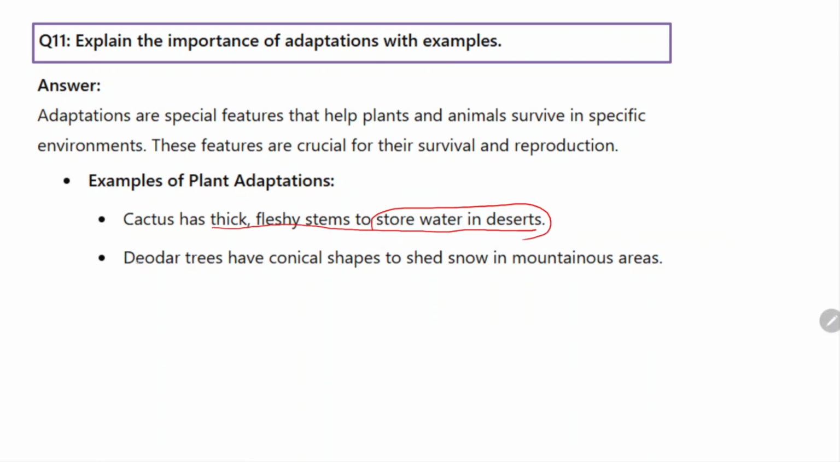Okay, and next we have your deodar tree, which has a conical shape to shed snow in mountainous areas, as I have told you before also. See, the tree is something like this, okay, and their branches are something like this, downward, so that the snow can easily slide off. Okay, and this is their adaptation. This is the special feature, and you will not see this kind of tree in the plain areas, or in the hot climatic areas. You will see this type of tree only in the mountain areas and in cold regions where there used to be snowfalls and all. So these are the examples of plant adaptation.